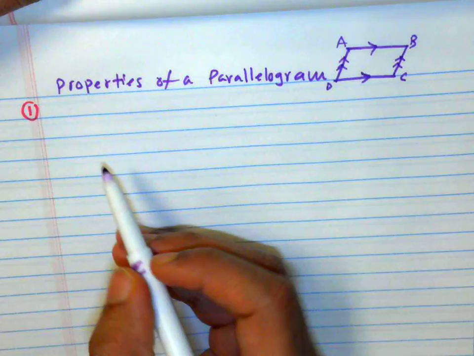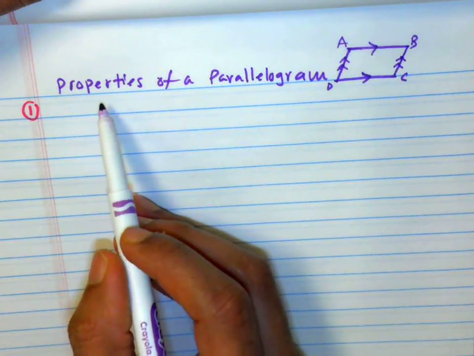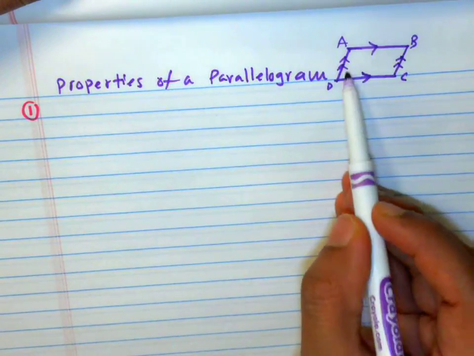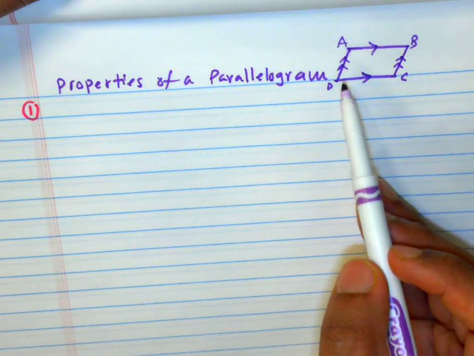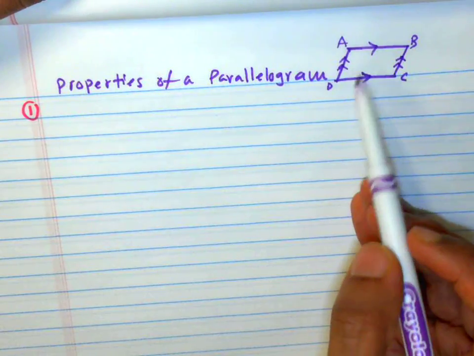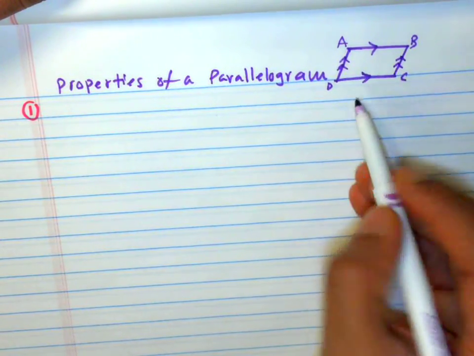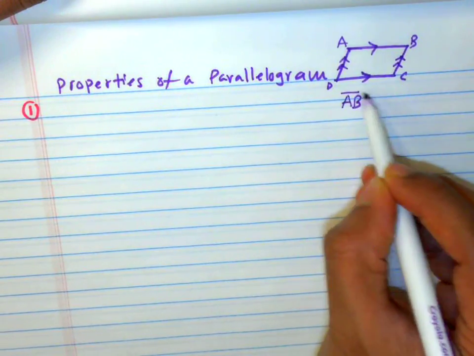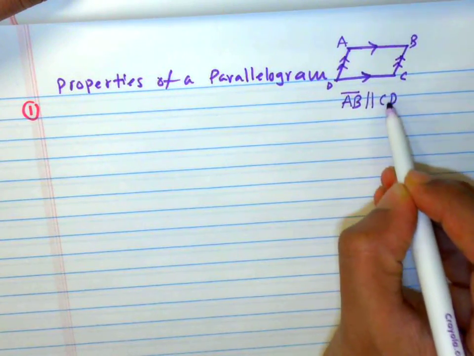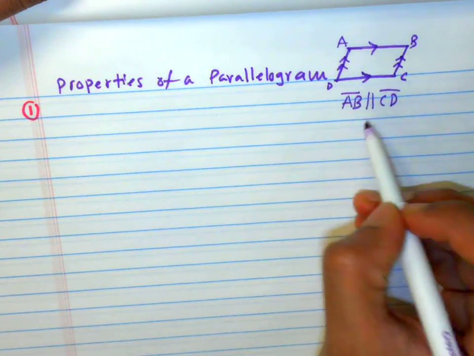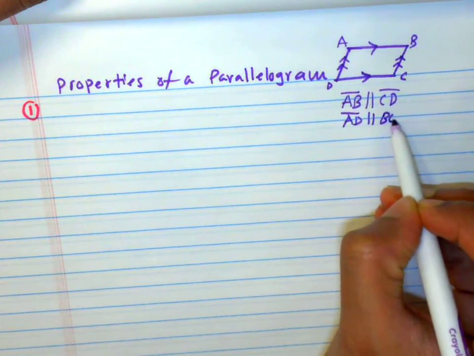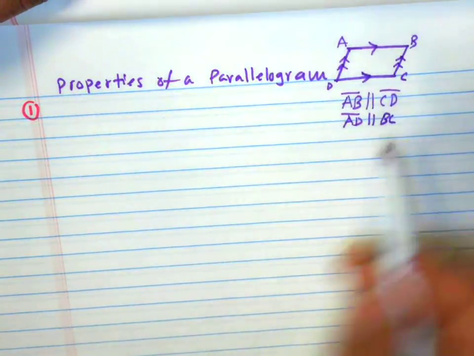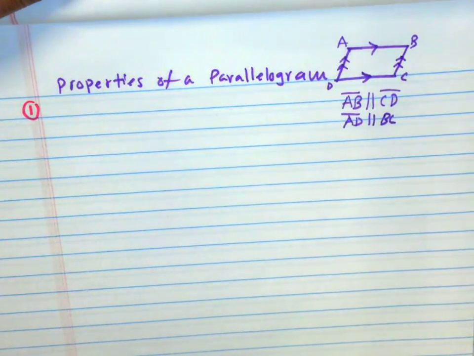Alright guys, so we're going to look at some properties of a parallelogram. Here it is, A, B, C, D. Now, the way we know this is a parallelogram is because both pairs of sides must be parallel. So the side AB must be parallel to the side CD, and the side AD must be parallel to the side BC. Okay, so the opposite pairs are parallel. So this comes from the first property of a parallelogram.